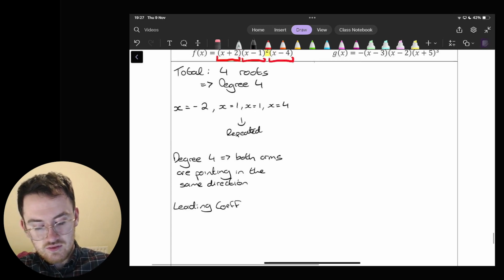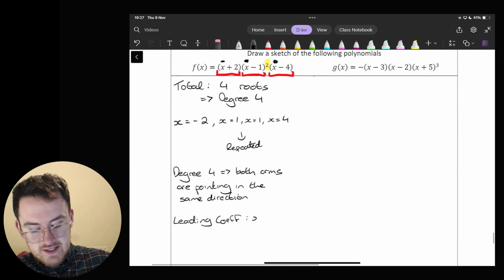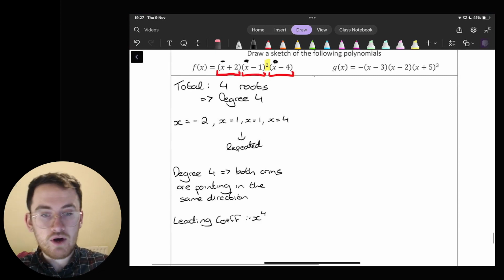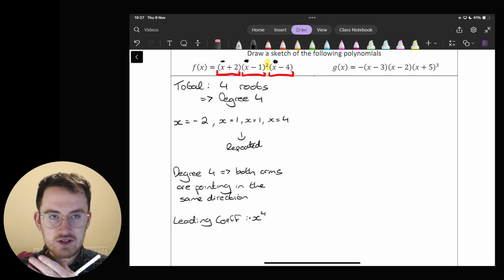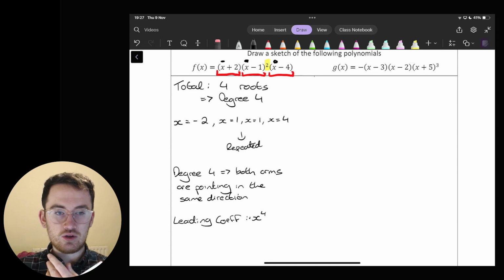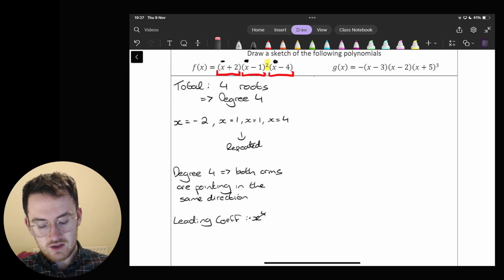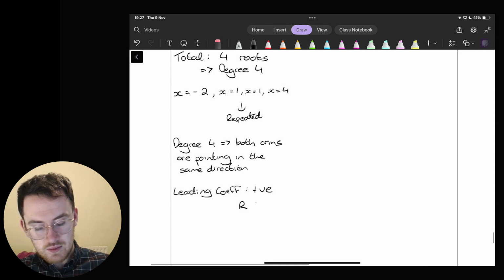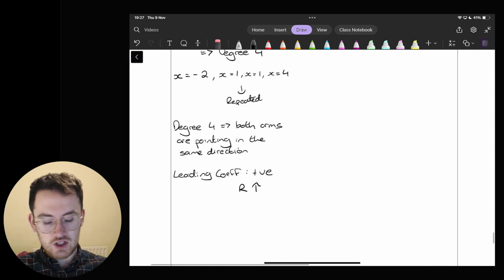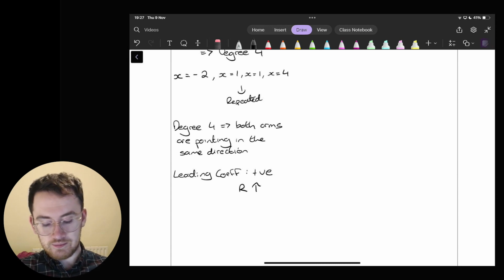And if I look at my different roots, I have x multiplied by x multiplied by x multiplied by x, and I would end up with x to the power of 4, and it would be positive because there's nowhere I can end up with a negative. If we had a negative on the outside, for example, then I would know that the leading coefficient is negative, but my leading coefficient here is positive. Leading coefficient positive means the right arm is pointing up. Because the degree is 4, that means both arms are going to be pointing up.